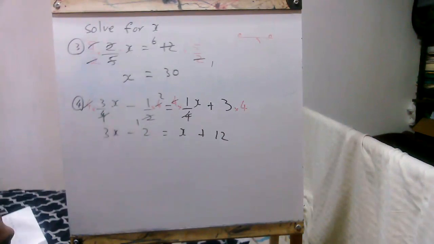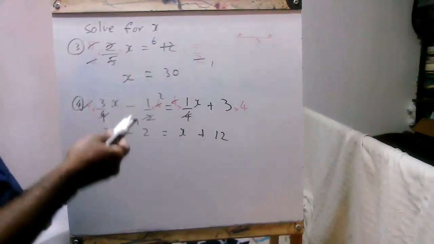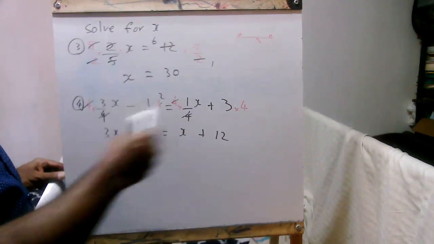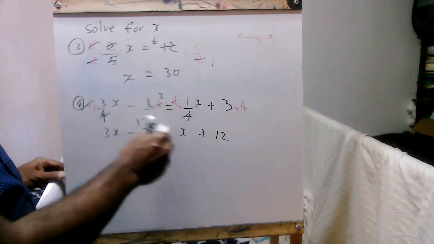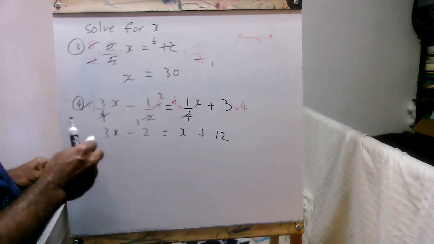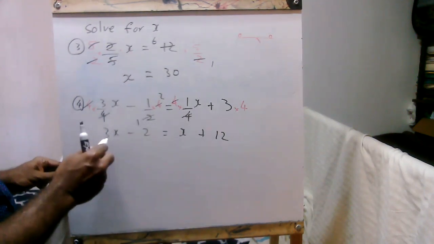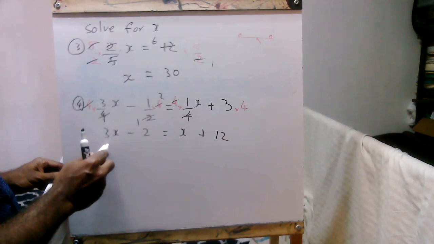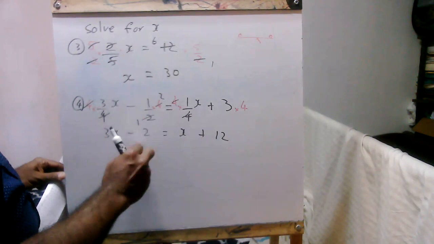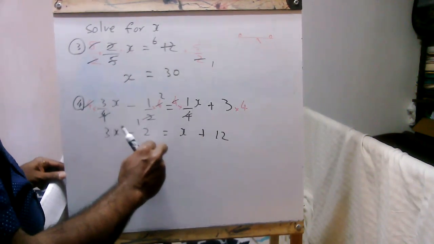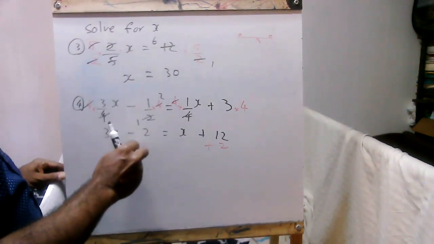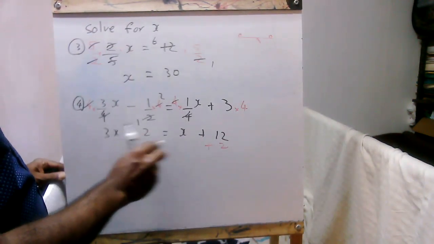Then, like in question number 2, we move letters to the left and numbers to the right, letter terms. 3x and x, we want to move them to the left side. For that, we scan through the equation. 3x, we need it on the left. Negative 2, we don't need it. To move it to the other side, we plus 2 on both sides. To get rid of this negative 2, we add 2 to both sides.